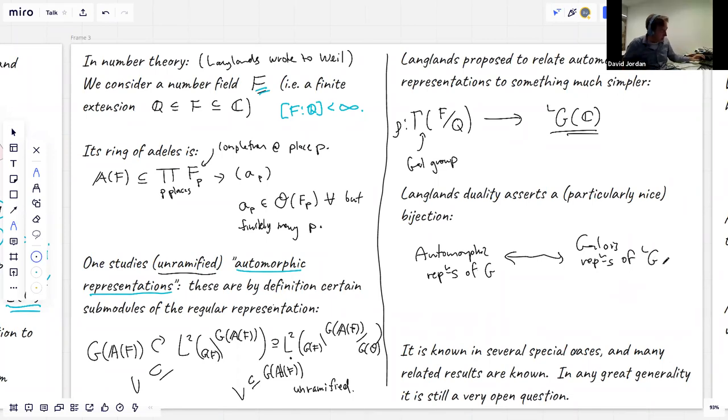Okay. And so this was sort of first proposed in this letter in 1967. And there's many special cases, important special cases where it's known, but in the sort of generality that we've talked about, this is just a completely open question in number theory, and I think a very interesting one.